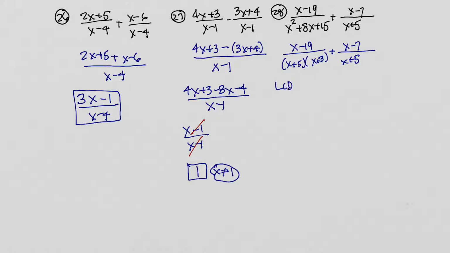And now we can see the LCD, right? Everything's factored. We've got the x plus 5, we've got the x plus 3. Now, the x plus 5 appears here and here, but the highest power to which it appears is just 1. If, for example, this was squared here, we'd use x plus 5 squared. If this one over here was, say, to the 6th power, we'd use it to the 6th. But they're both just to the first power, so we just use it to the first power. So the LCD is x plus 5, x plus 3.